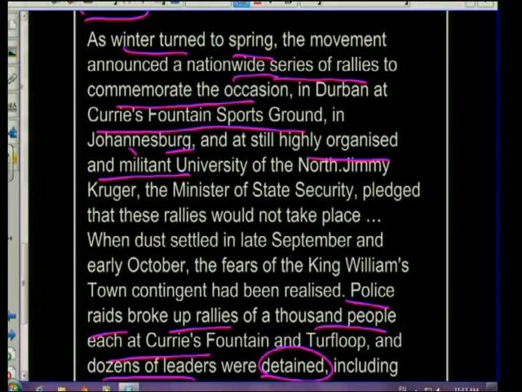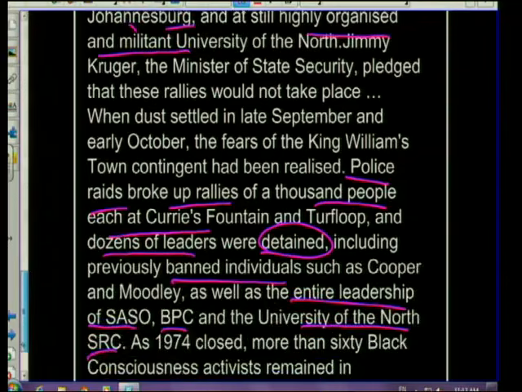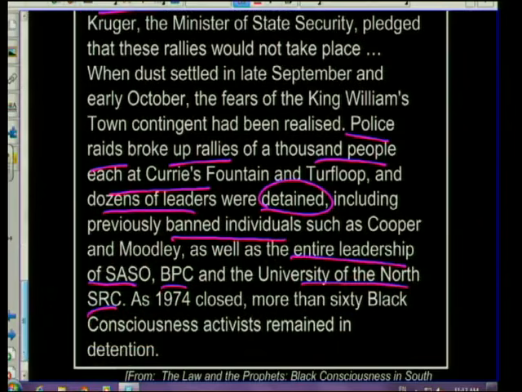If we move on to the source, it speaks about as 1974 closed, more than 60 black consciousness activists remained in detention. So while there was a growing resistance, the government started to kind of tighten up their policy by banning people, by picking up and increasing their security forces. Let's move on to source 1D, which we have analyzed before. Now let's look at the answer.